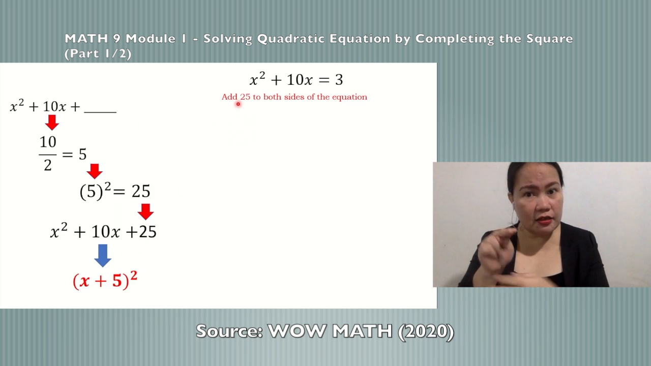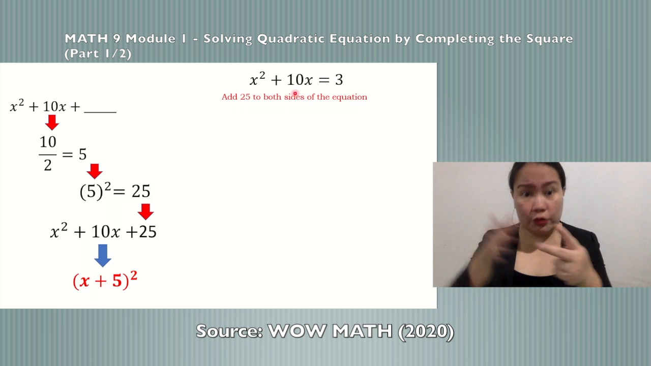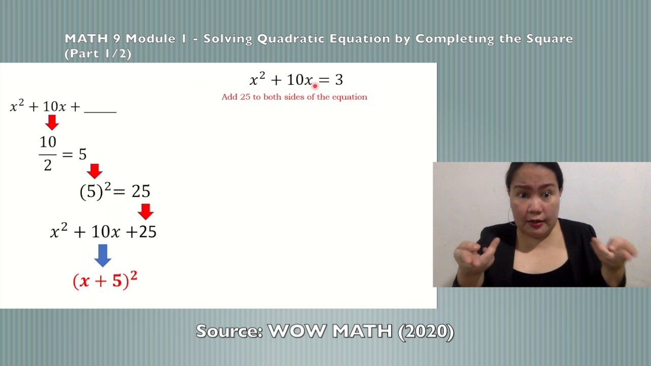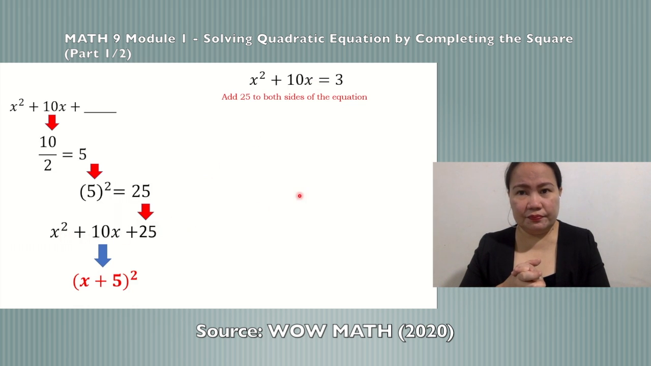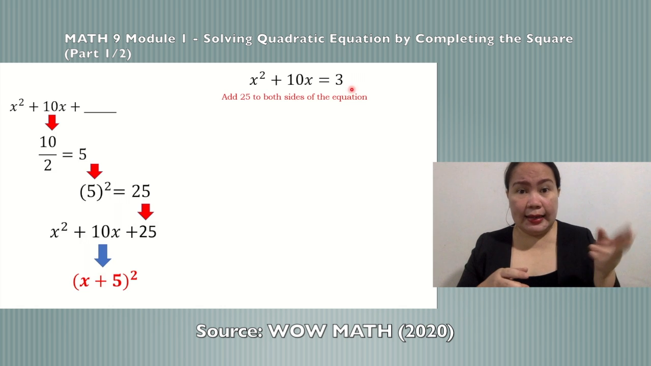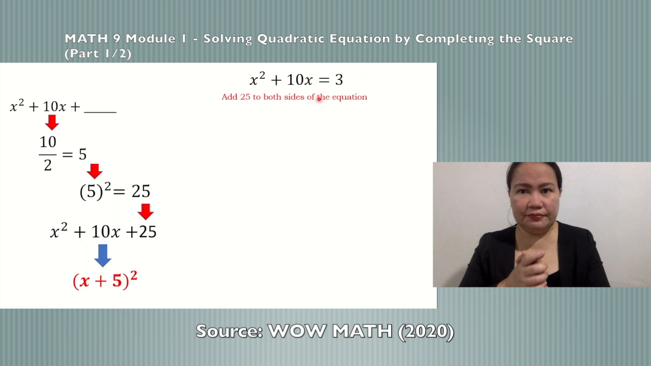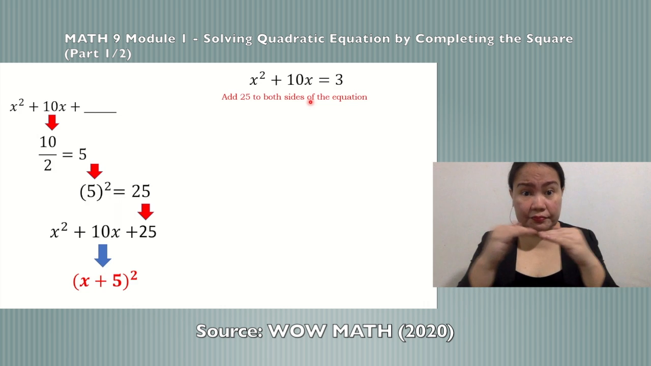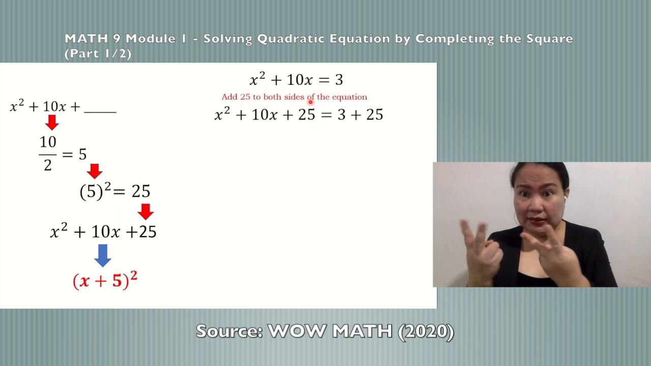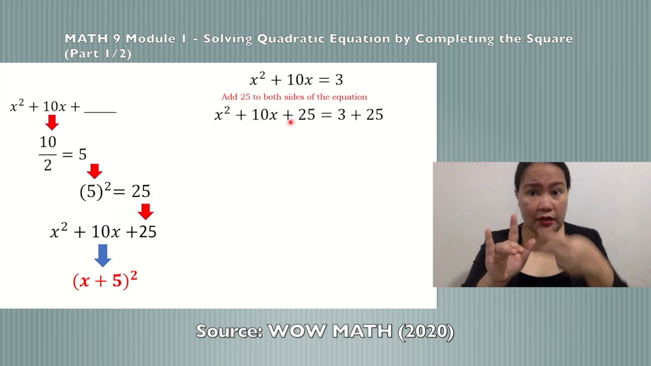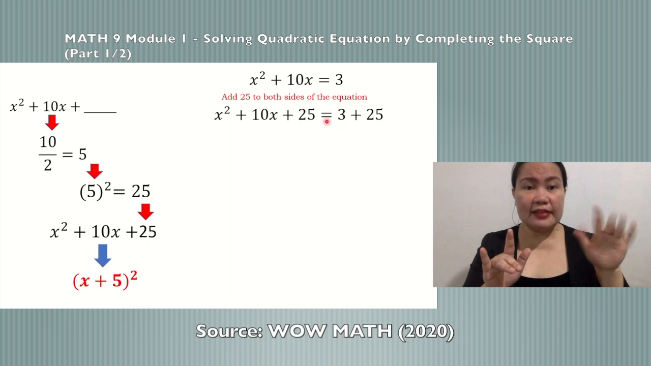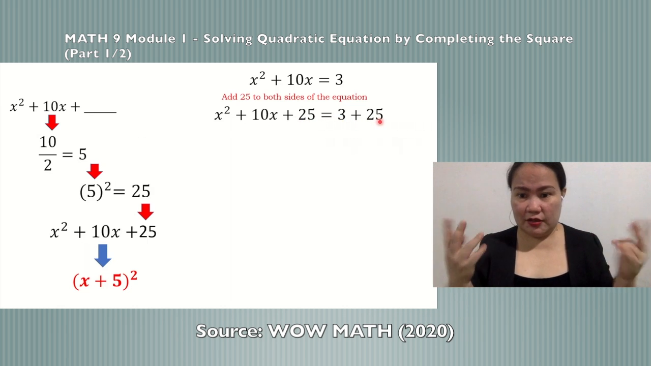We need to add 25 to both sides of the equation. So ito, dadagdagan nyo ng 25. Ito yun, class. And then yung 3, dadagdagan nyo rin ng 25. Both sides ng equation, dadagdagan ng 25. So ito na ngayon ang equation natin: x squared plus 10x plus 25 is equal to 3 plus 25.